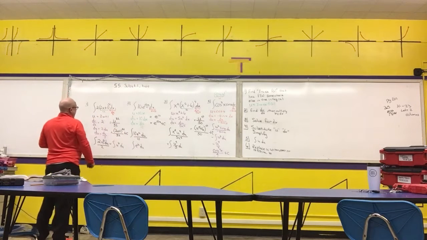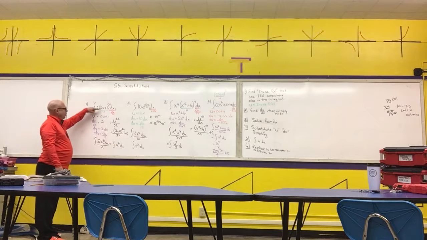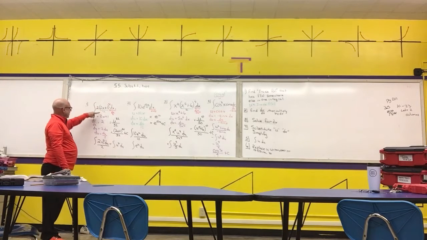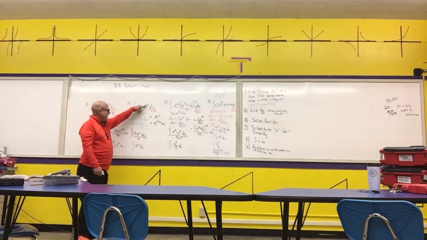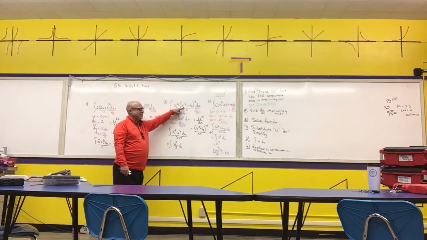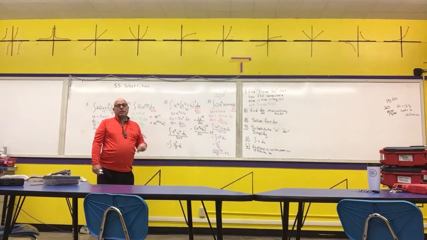For example, you should notice that I'm always dividing by, so here I divided by the derivative of the inside function. Here I divided by the derivative of the inside function. Here I ended up dividing by the derivative of the inside function. Okay?